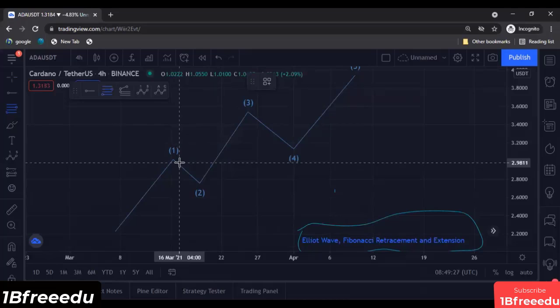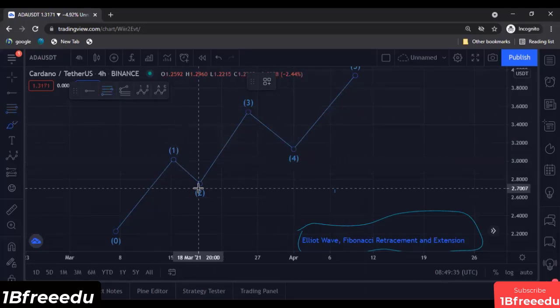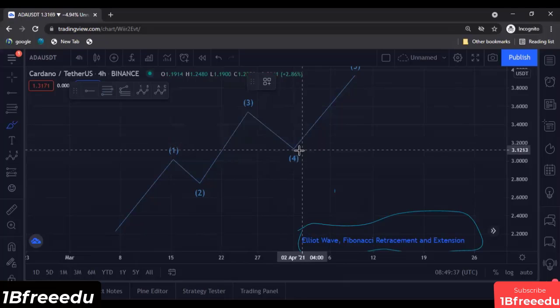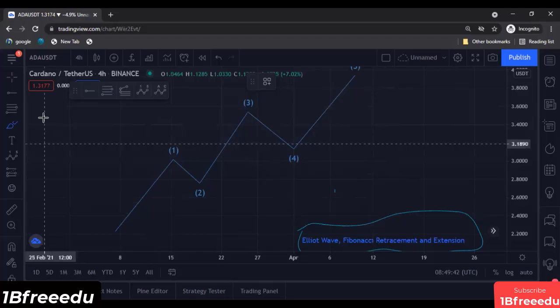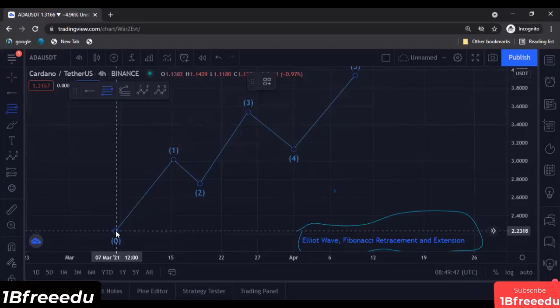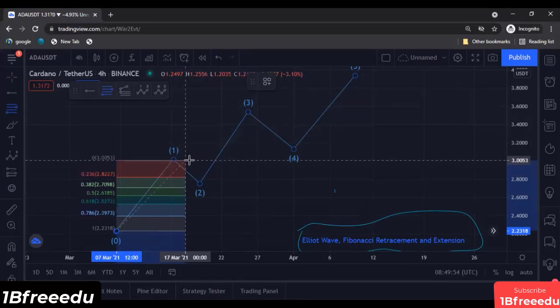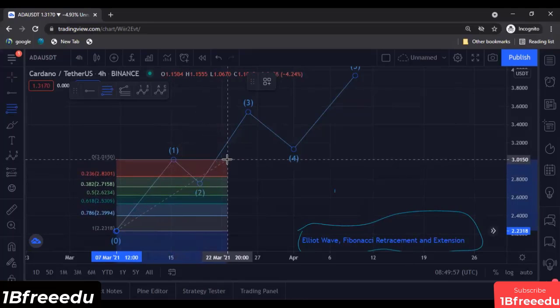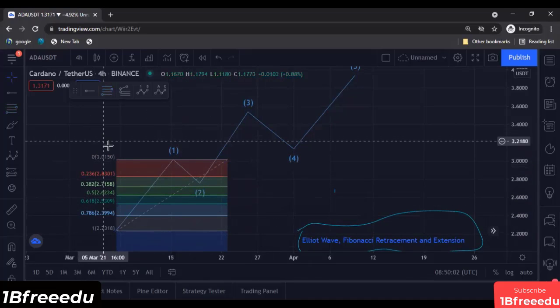If you don't remember, the retracement is basically how much the price will fall. So we need to calculate how much the price will fall from 1 to 2, from 3 to 4, and from 5, how much the price will fall again. In order to calculate that, we use Fibonacci retracement. How to use that is you just have to select the price from 0, take it all the way up to 1, and then release it at this price. You can see the numbers being shown here.